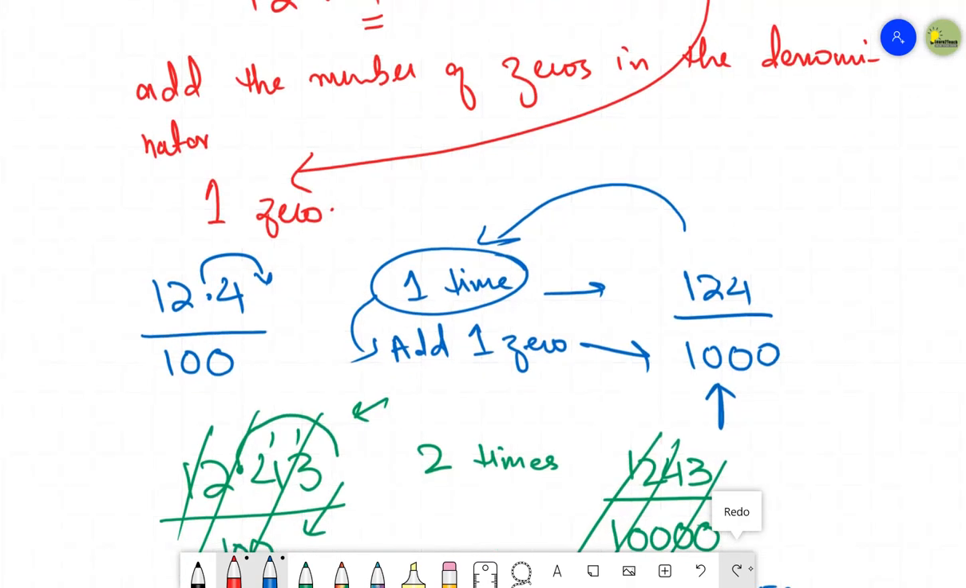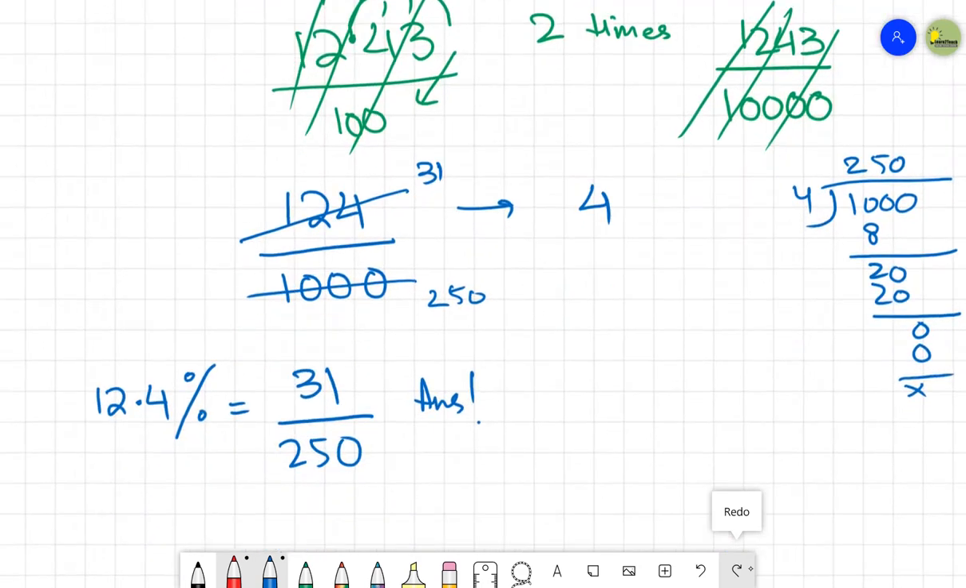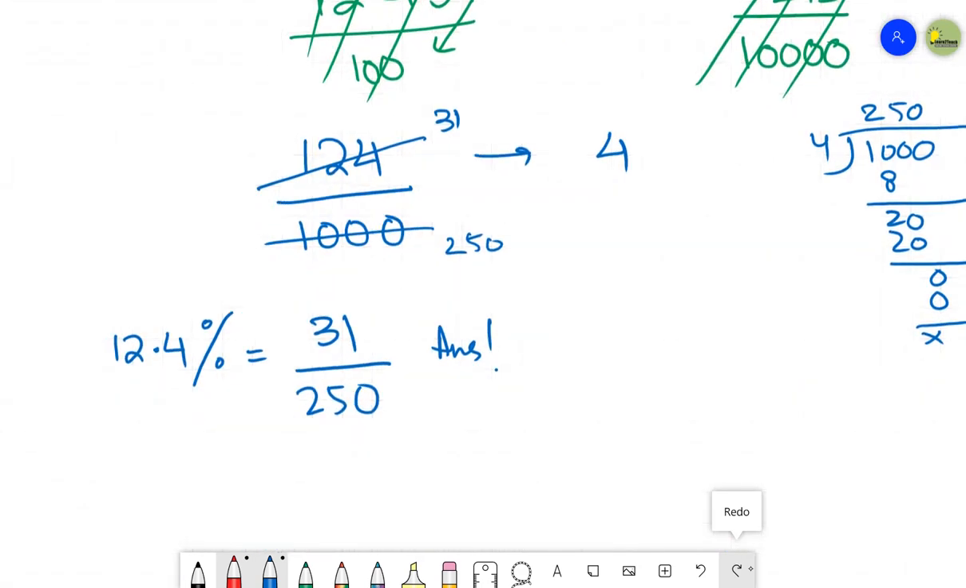So the denominator is having 100 previously. In order to make the numerator 124, I have to add 10 in the denominator. So it becomes 1000. Right? This is the second step. Count how many times you are shifting the decimal and then add that number of zeros in the denominator. Now simplify the fraction in the third step. In this step, you have simplified the fraction.